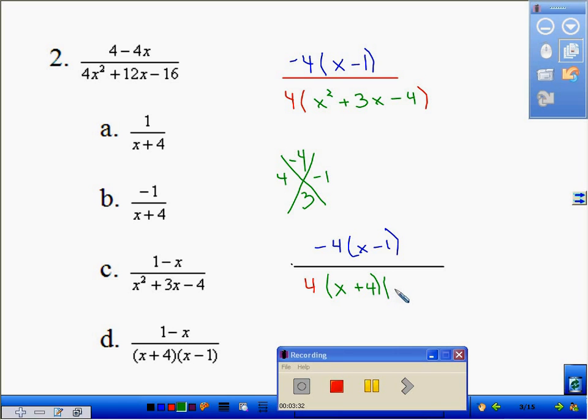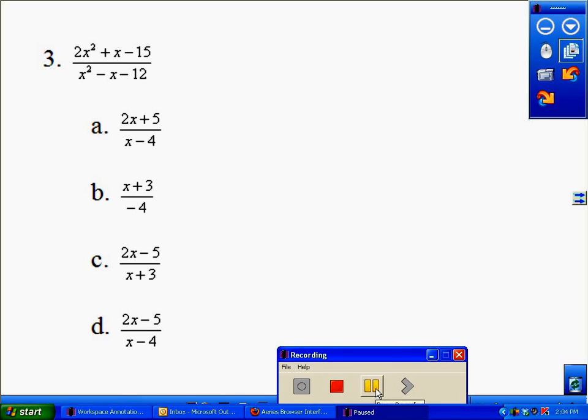What cancels out here? X minus 1 cancels. What else? The 4. 4 and the 4 cancel. That negative stays on top. So we have negative 1 on top, and then x plus 4 on bottom, which means that the answer is B, negative 1 over x plus 4.